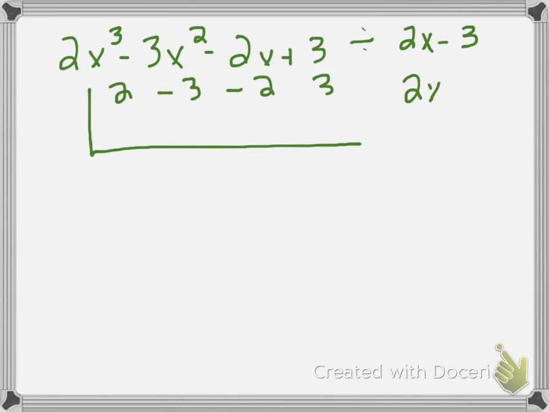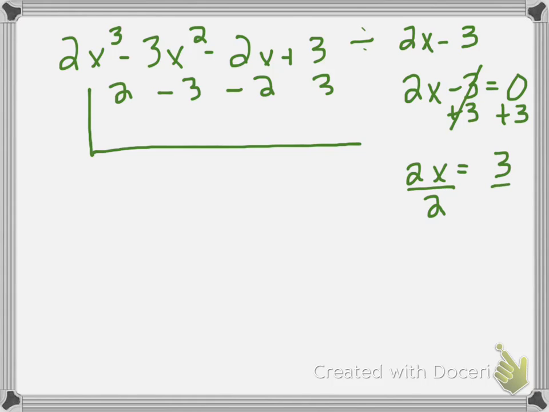We're going to rewrite our problem without the x's. Now we have to figure out what's going to go on the outside of my synthetic bar. Well, all I do is take whatever's being divided by, the 2x minus 3, and set it equal to 0. I'm going to add 3 to both sides. That gives me 2x equals 3. Then I divide by 2, and that gives me x equals 3 over 2. That's what you put on the outside.